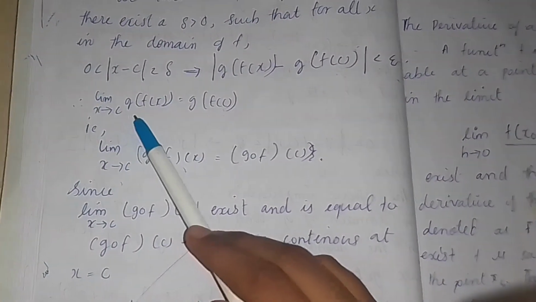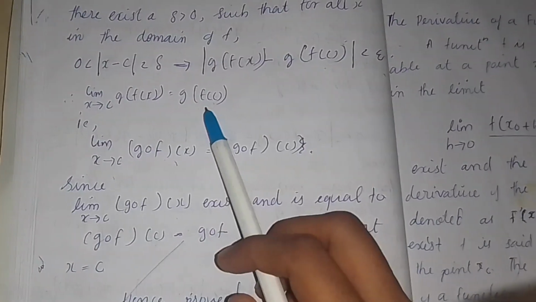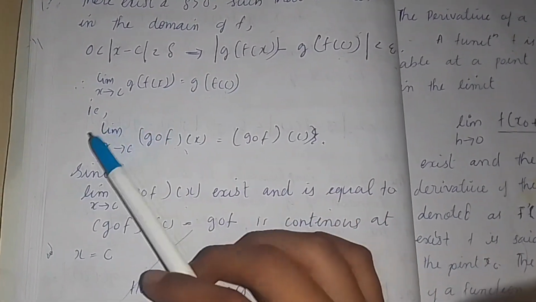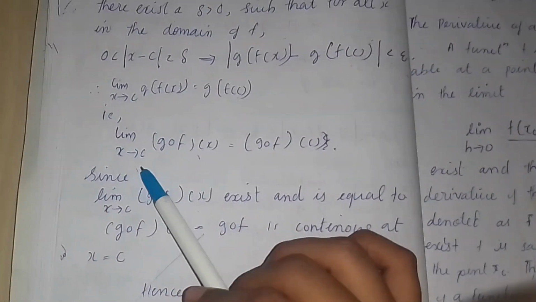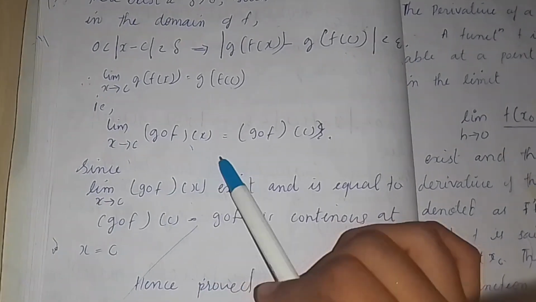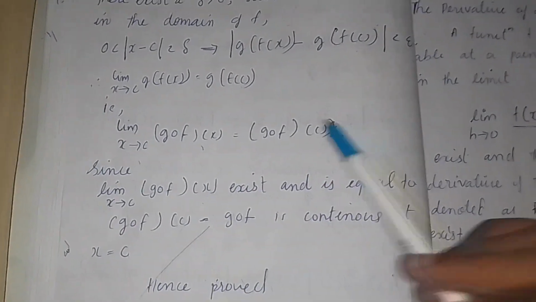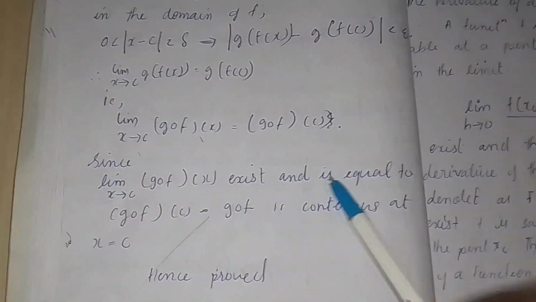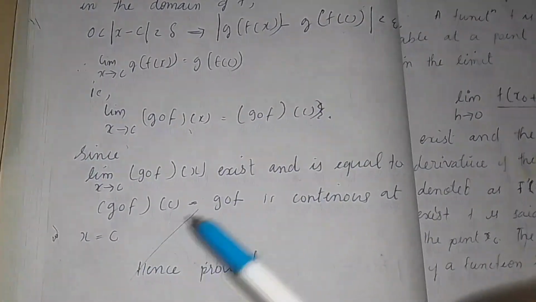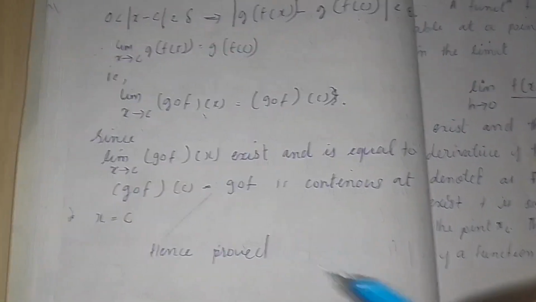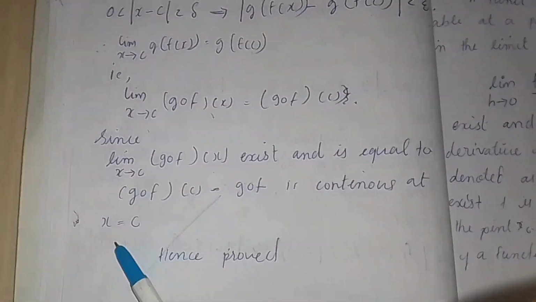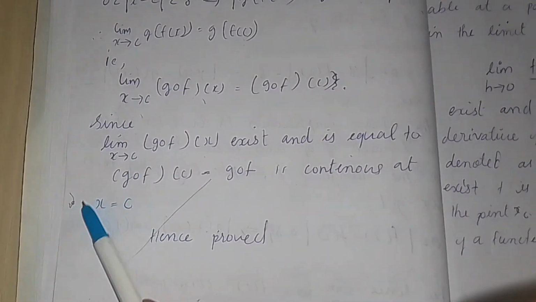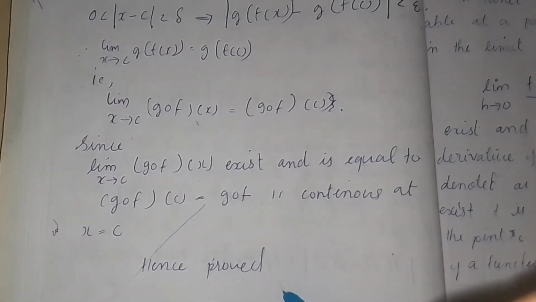Therefore, limit as x tends to c of (g∘f)(x) is equal to (g∘f)(c). Since the limit as x tends to c of (g∘f)(x) exists and is equal to (g∘f)(c), the composition g∘f is continuous at x equal to c. Hence proved. Thank you.